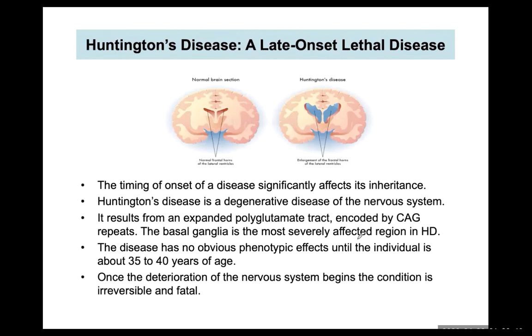Huntington disease, you have heard about this. It's a degenerative disorder of the nervous system. This Huntington disease does not appear until the person's age reaches 35 to 45 years old. Once the deterioration of the nervous system begins, it is irreversible and fatal. It cannot go back to a better condition. The deterioration just keeps going on, developing, and eventually is fatal. Because the allele for Huntington disease is dominant, any child born to a parent with the allele has a 50% chance of inheriting the allele and the disorder.